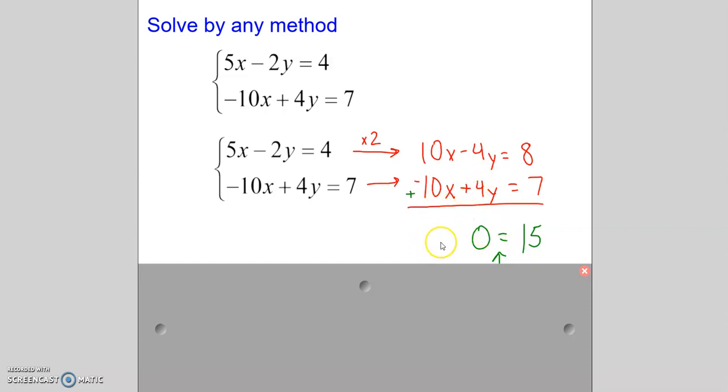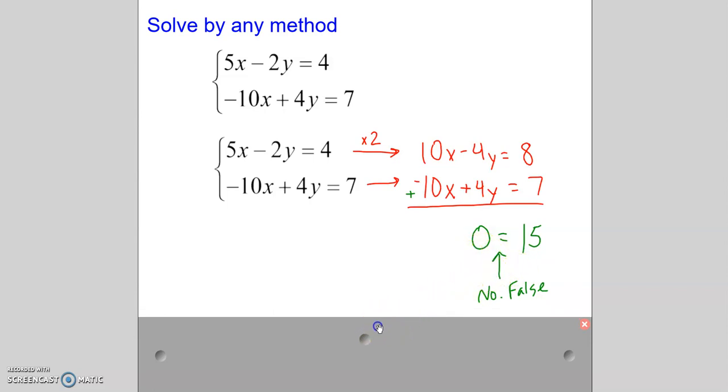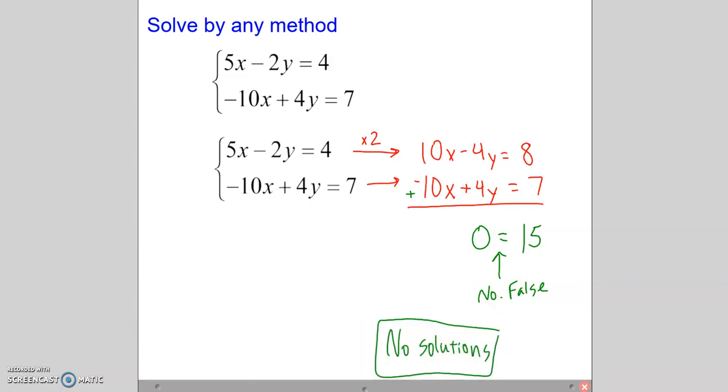I got 0, okay? And 0 is still a number, but now I have something that says 0 equals 15. Well, wait a second. No, it doesn't. 0 does not equal 15. That's false. So what in the world does that mean for my solution? Does that mean my solution is like 0, 0? Well, no, that would be if I got x equals 0, and that's not what I got. What this means, since I got a statement that's false, is that there are no solutions. And if you think about what that means graphically, these two would be parallel lines that don't intersect anywhere. So if you get something like this that is false, that means there are no solutions.